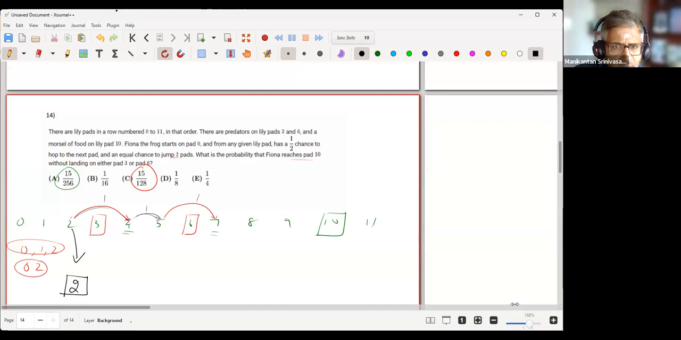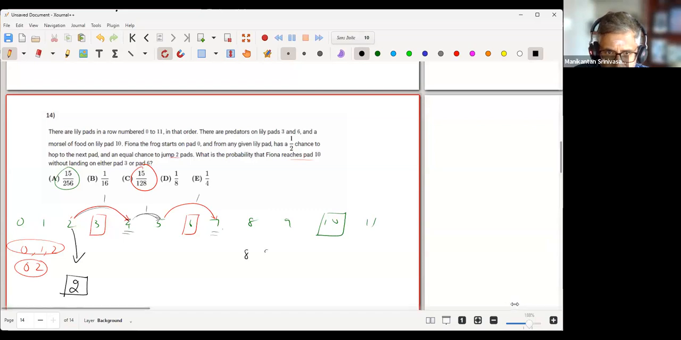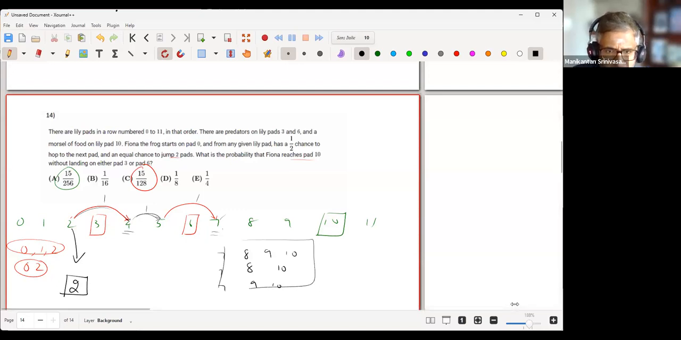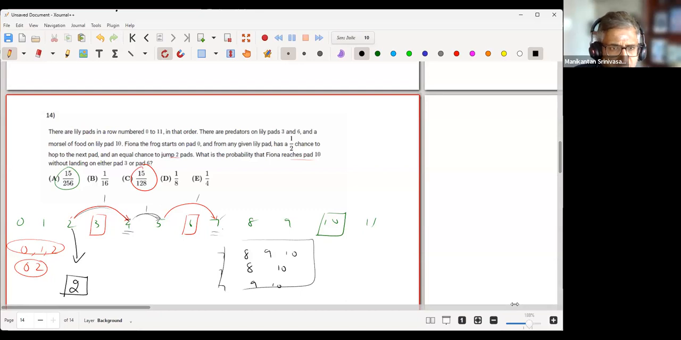What is the probability Fiona reaches pad 10 without landing on pad 3 or pad 6? Okay, and then from 7 you have to reach 10, right? So what are the possibilities? You can go 8, 9, 10, or you can go 8, 10 directly, or from 7 you jump to 9 and then 10. Am I right? So from 7 there are only 3 possibilities here.